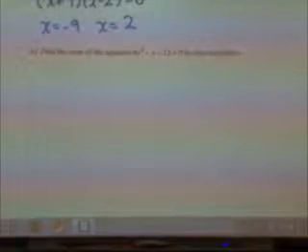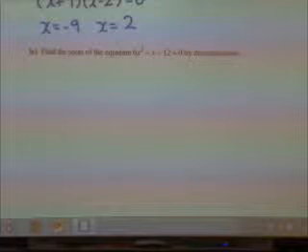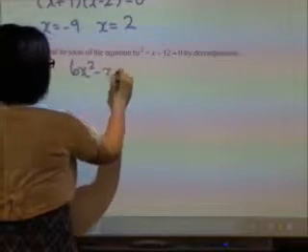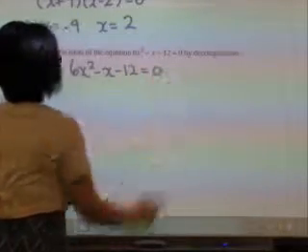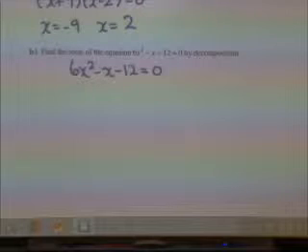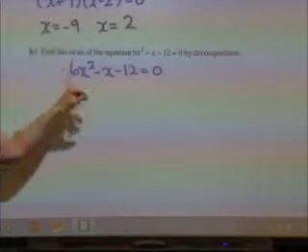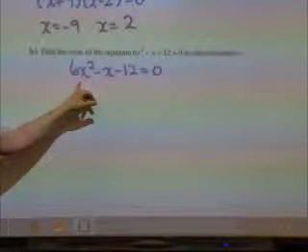So we're going to do the same thing with the second one. 6x squared minus x minus 12. This one becomes a little bit trickier because I can't solve it in the same method that I did here with my sum and product, because I have this number in front of the x squared.